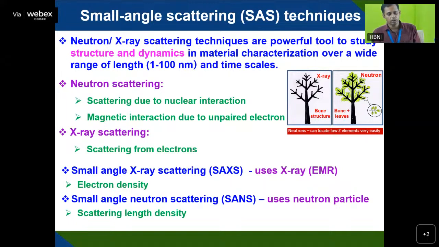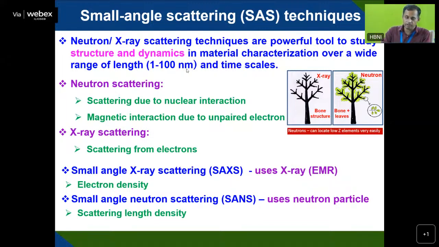So here, both neutron and X-ray scattering techniques are powerful tools to study mainly the structure as well as the dynamics of the system in material characterization over a wide range of length, like 1 to 100 nanometers, or different time scales. You are able to see both structure as well as dynamic information.